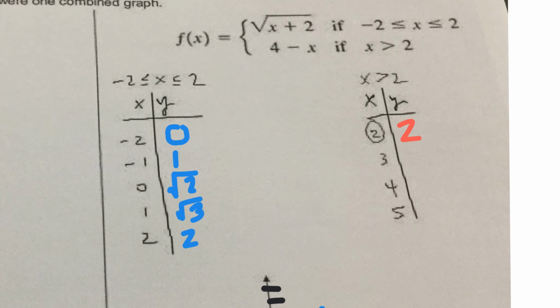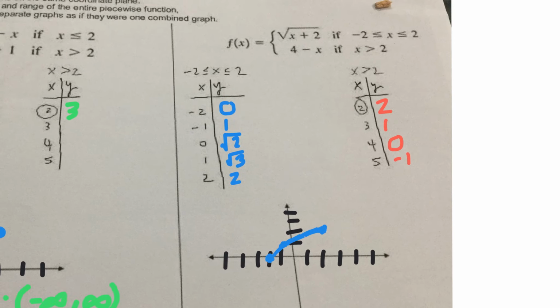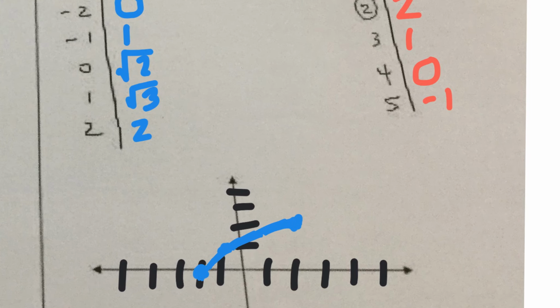If I plug in 3, 4 minus 3 is 1. 4 minus 4 is 0. 4 minus 5 is negative 1. Then I'll plot those points. So at negative 2, 2, I would have an open circle. I'm sorry, at positive 2, 2. I would have an open circle. Then I go to 3, 1, 4, 0, 5, negative 1. Again, this graph is going to look linear.